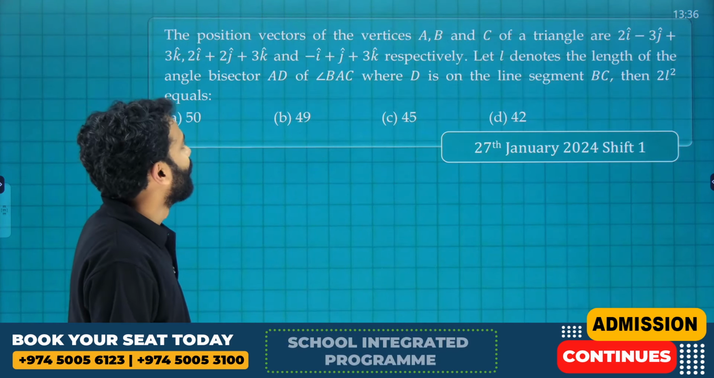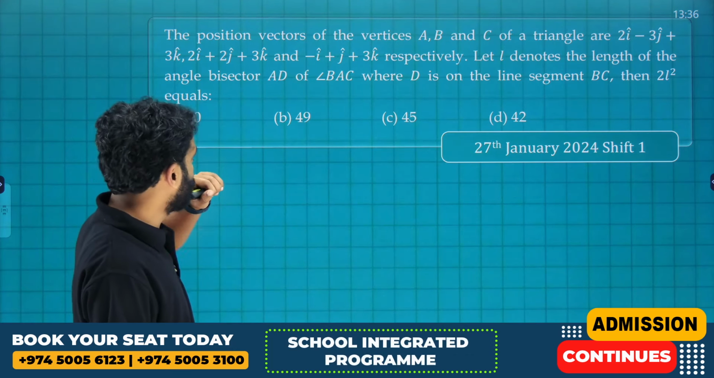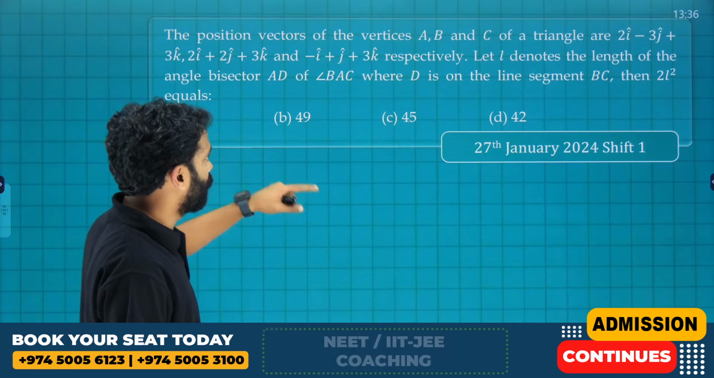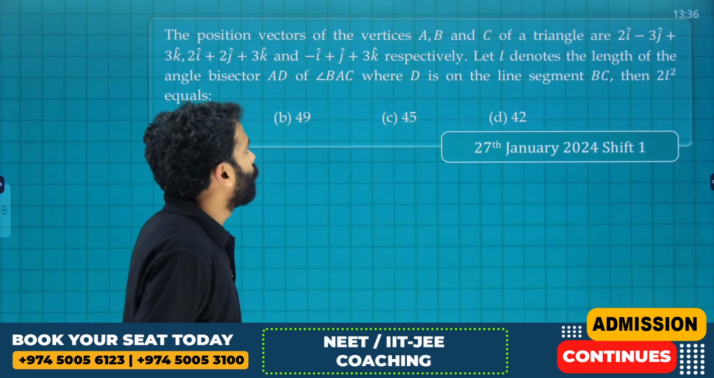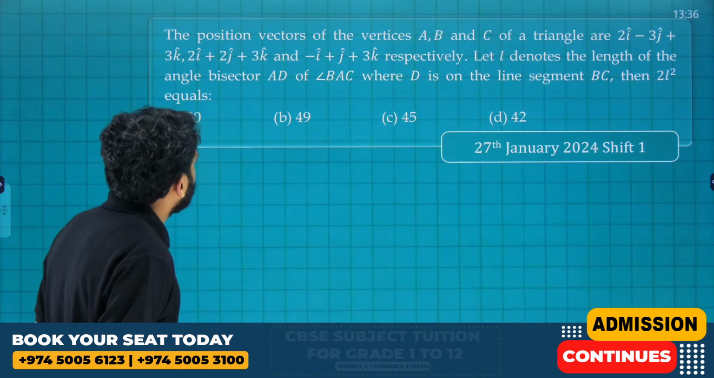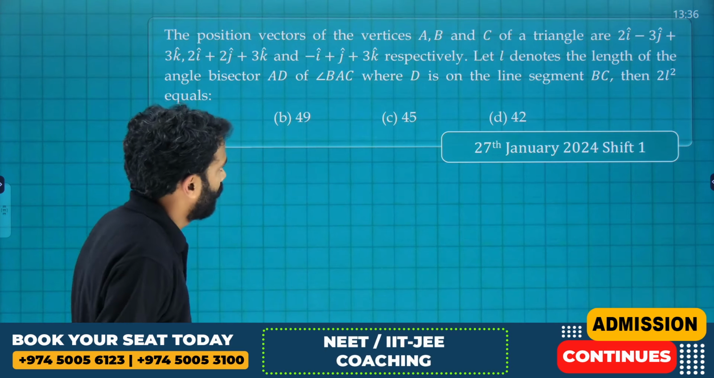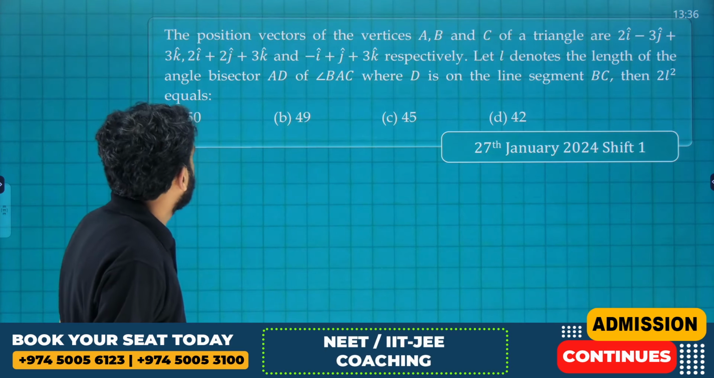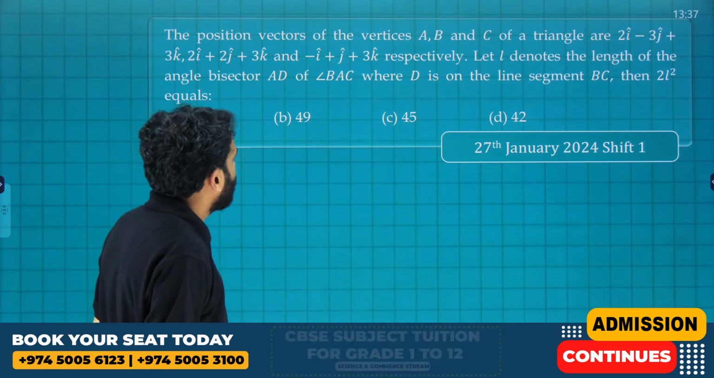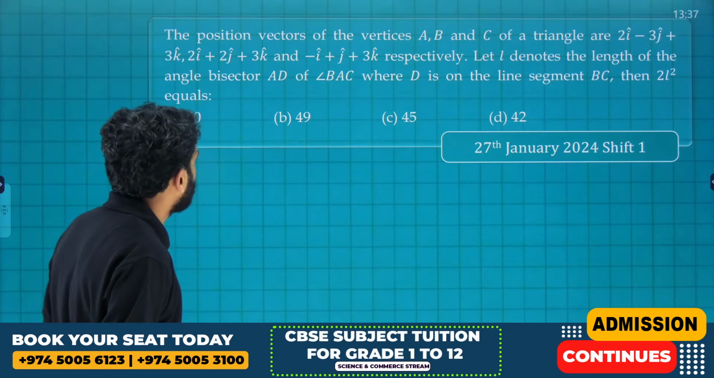Okay, a new type, not a new type, already existing one. The position vectors of the vertices A, B, C of a triangle are 2i minus 3j plus 3k, 2i plus 2j plus 3k, and minus i plus j plus 3k respectively. Let L denote the length of the angle bisector AD of angle BAC, where D is on the line segment BC, then 2L square is equal to.